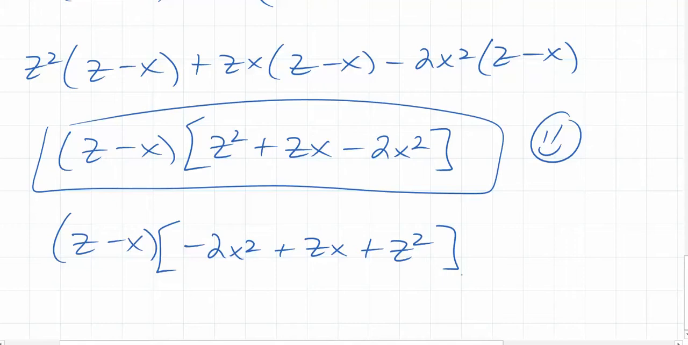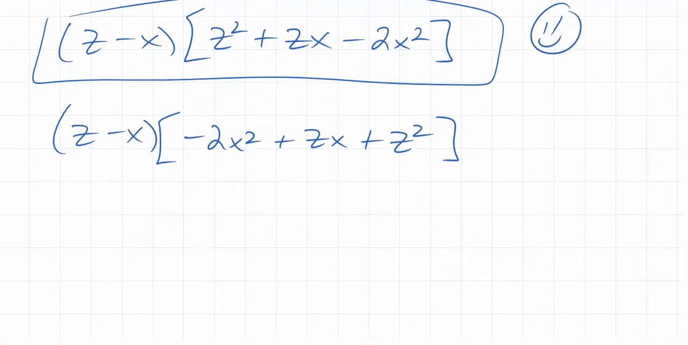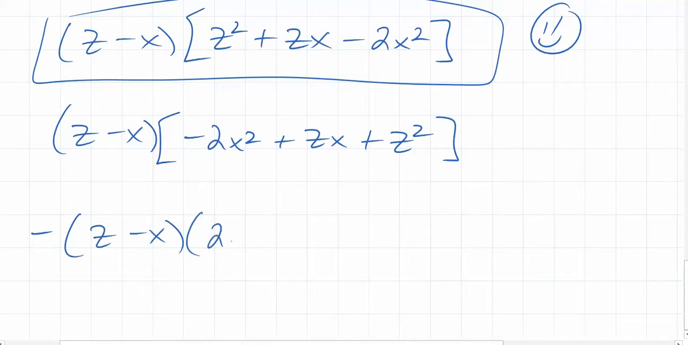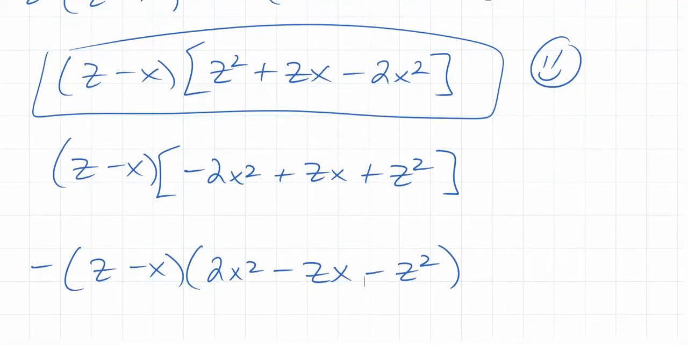Now, I don't really like having a negative out front, so what am I going to do? I take out the negative, so I get -Z minus X times what? 2X squared minus ZX plus what? Minus Z squared, exactly. Why did you get the negative all the way out? You didn't take it out of the Z minus X.